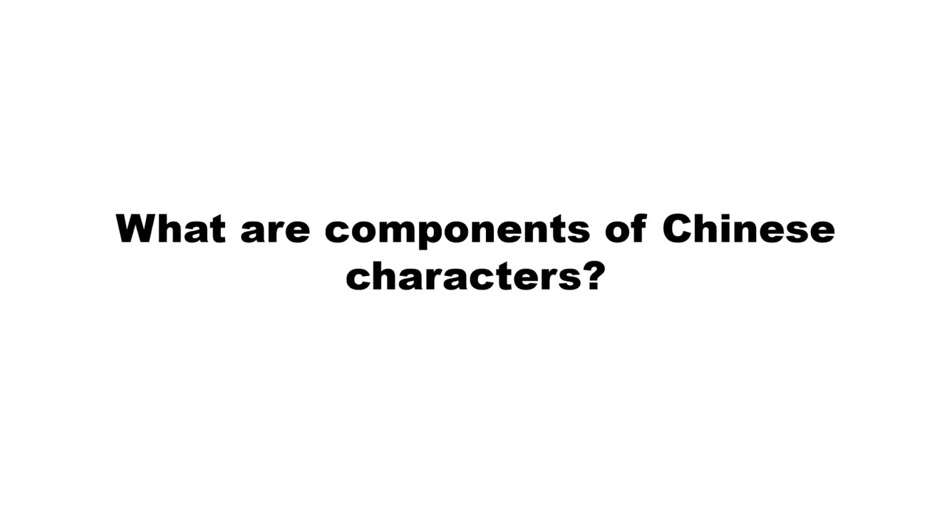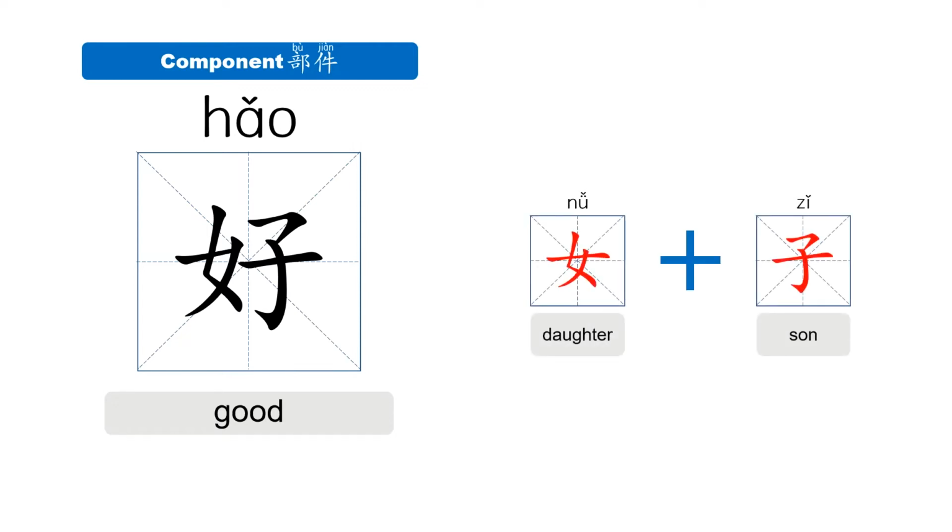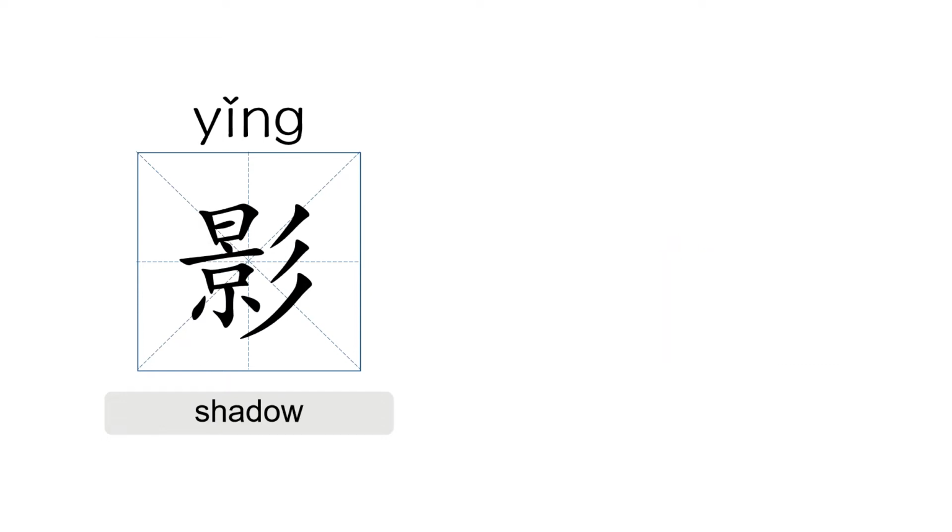First, let's look at what are components of Chinese characters. Component is called 部件 in Chinese. A lot of Chinese characters can be divided into different components. For example, the character 好, which means good. It can be divided into the left component 女, which means daughter or female, and the right component 子, which means son. And the character 影, which means shadow.